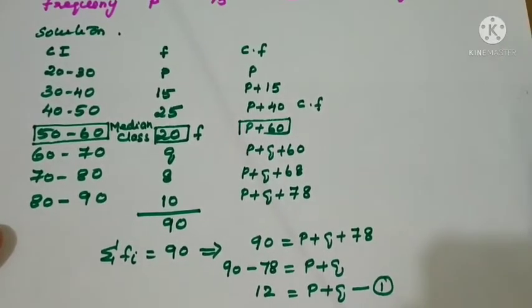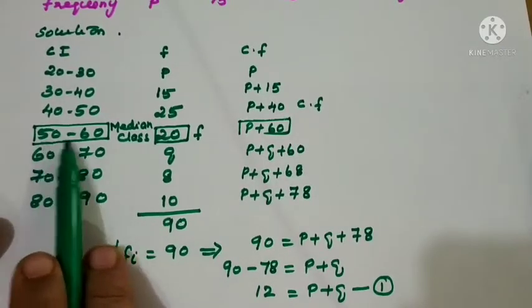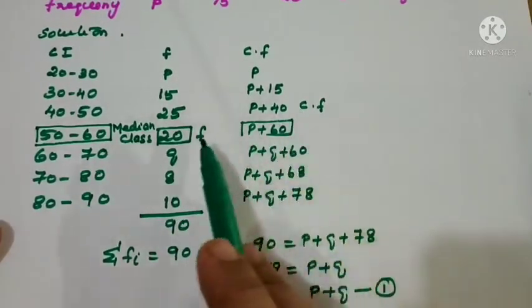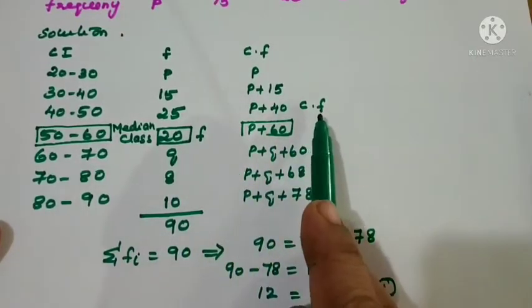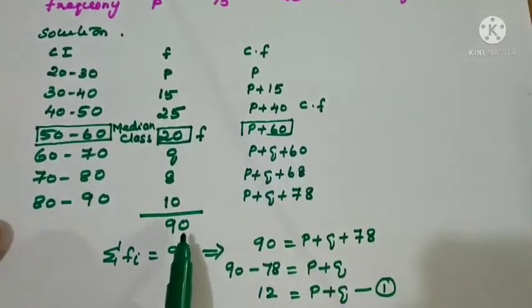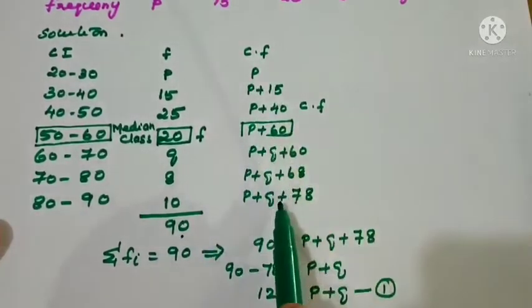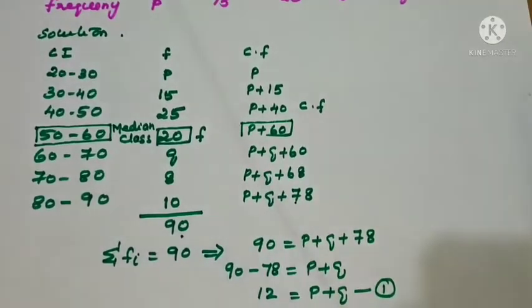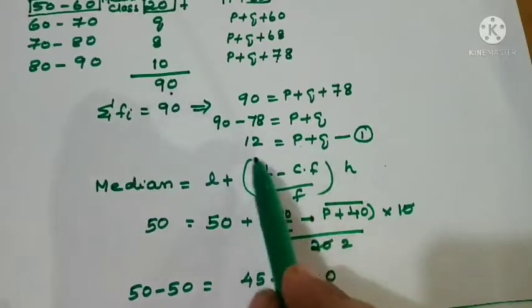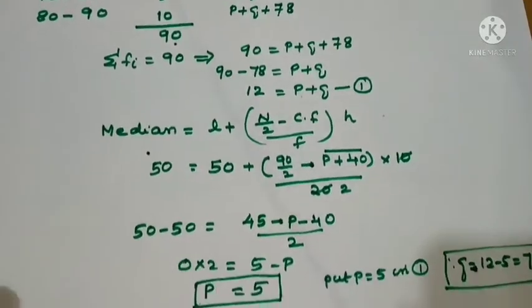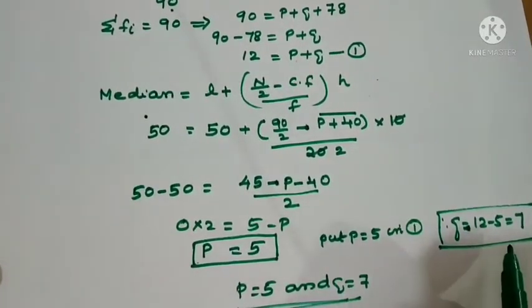The important point here is that we should identify the median class based on the median value. The median of the data is given as 50, and 50 lies between 50 to 60, so we identified the median class. Then the terms used in the median formula, F and the cumulative frequency up to the median class, we have to use here. One more piece of information given is 90, which equals the total CF, that is P plus Q plus 78. From that we formed the equation P plus Q equal to 12. Next we applied the median formula, substituted and simplified. So first we get P equal to 5, then later we can find Q also.